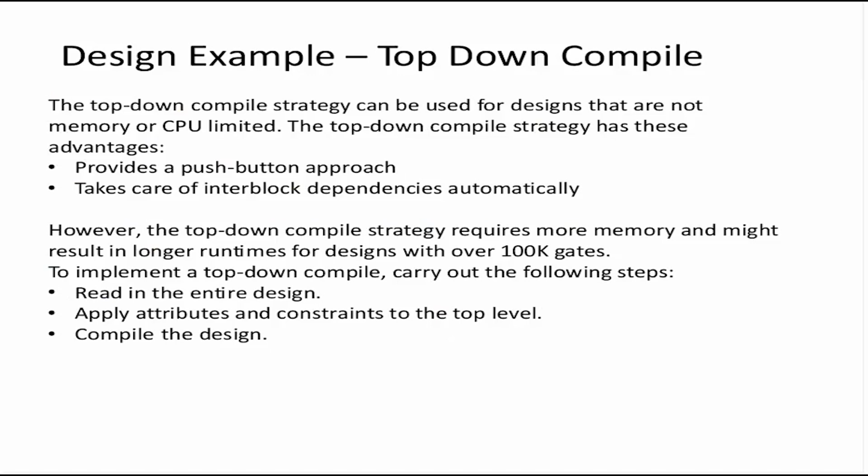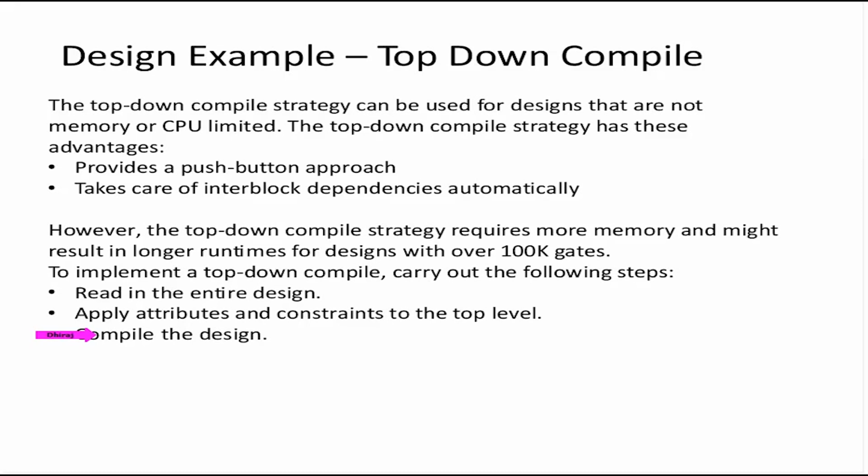Now let's look at the process of top-down compile. Top-down compile is very simple. It's just one compile command. The flow is you read in the entire design, apply the constraints and compile the design. There is, however, one negative point. If the design is big and memory and CPU intensive, it will take a large amount of time for DC to compile. In my experience, I have seen a few blocks that are so big and so complex that if you perform a top level compile on those, it takes multiple days for the compile command to run.